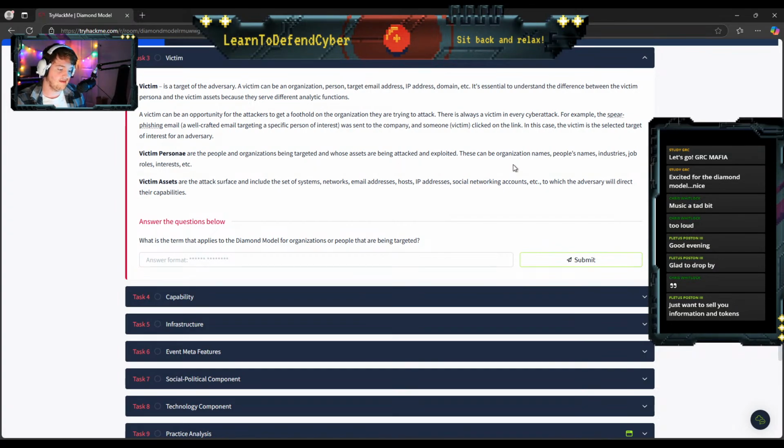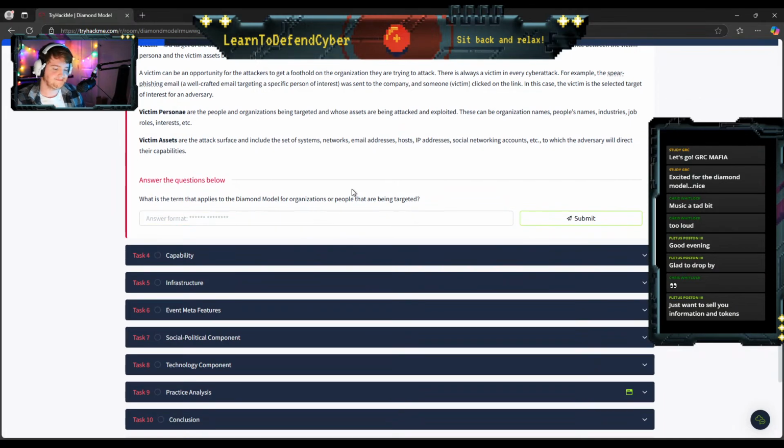So basically, it sounds like it's pretty literal. The personae are your humans, your more organic assets. So it does point out organization names, industries, job roles, etc. Where the assets are the actual technology. You got your systems, your networks, IP addresses, DNS, I'm sure is probably thrown in there. So what term applies to the diamond model for organizations or people that are being targeted? That is your victim personae.